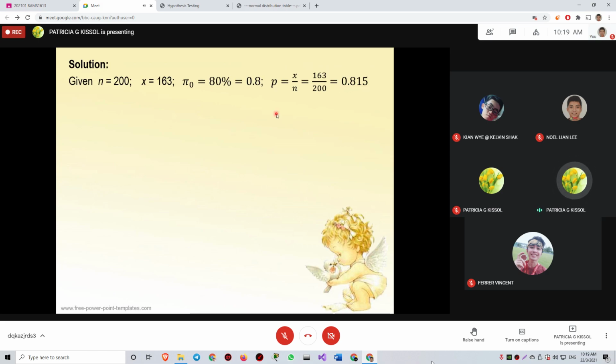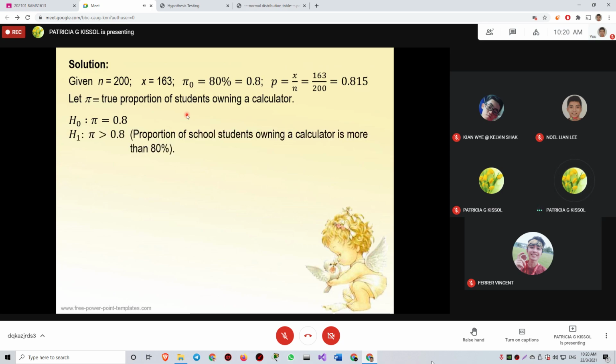Okay, so here our random variable is pi, which is the true proportion of students owning a calculator. The claim is it's more than 80%, but we don't know whether the claim is true or not. So that's why we do a hypothesis testing. With the null hypothesis, we say it is 80%, but the claim is it's more than 80%. The proportion of school students owning a calculator is more than 80%. This is what it means. So therefore, as Noel had mentioned, it's a one tail. It's the right tail.